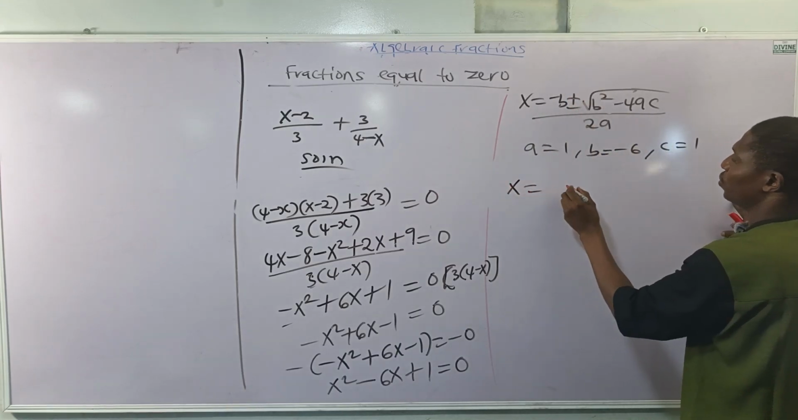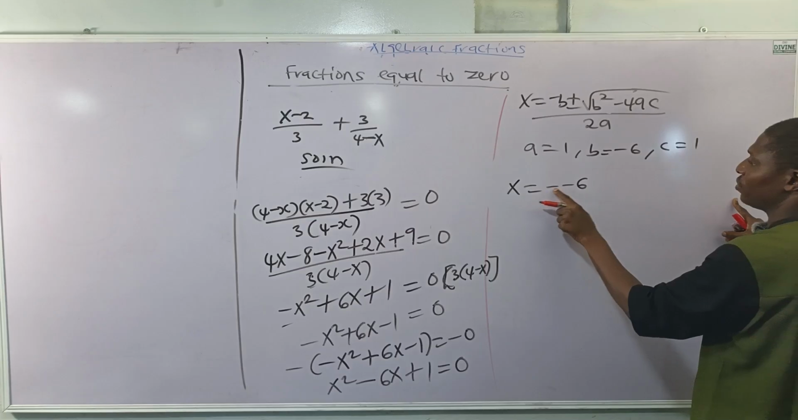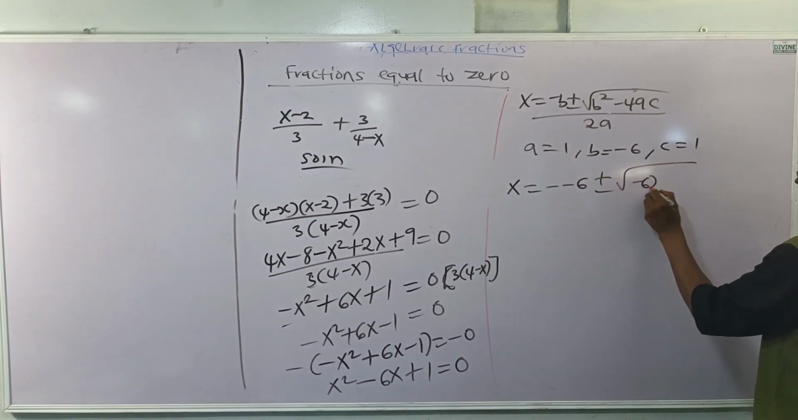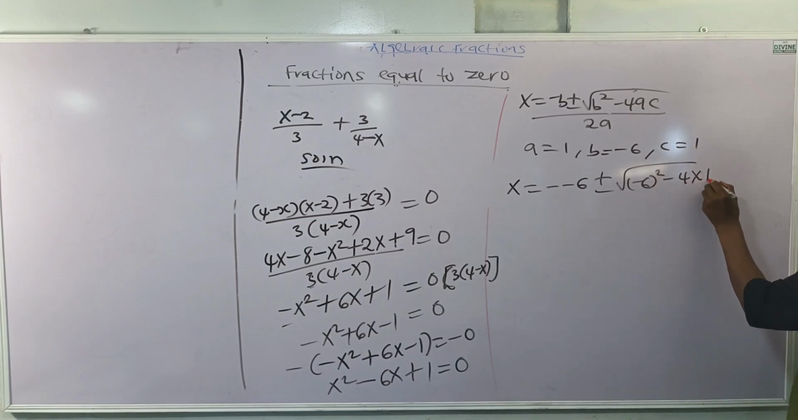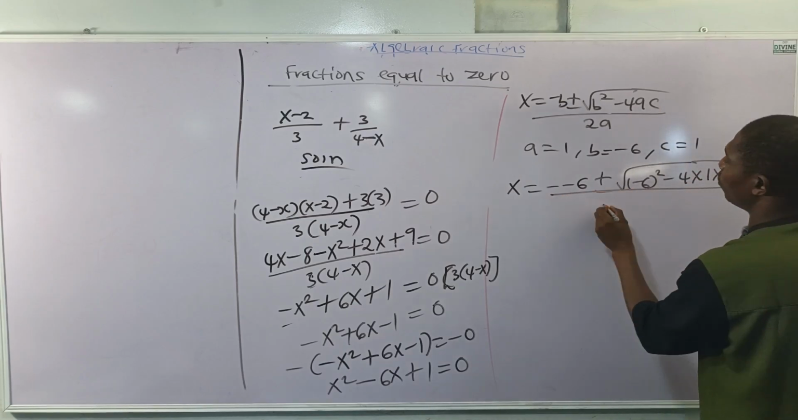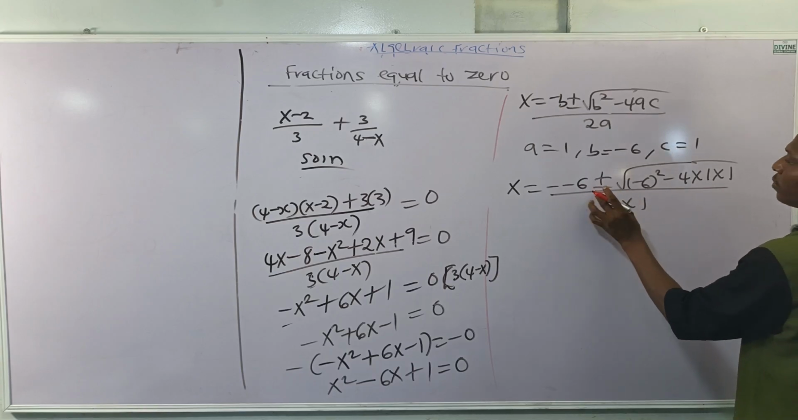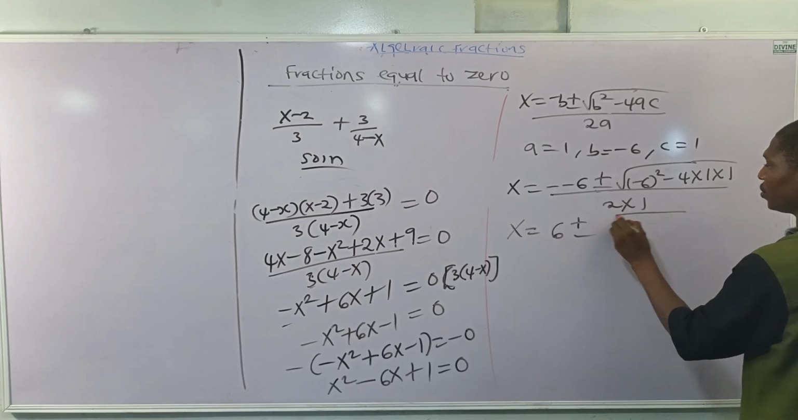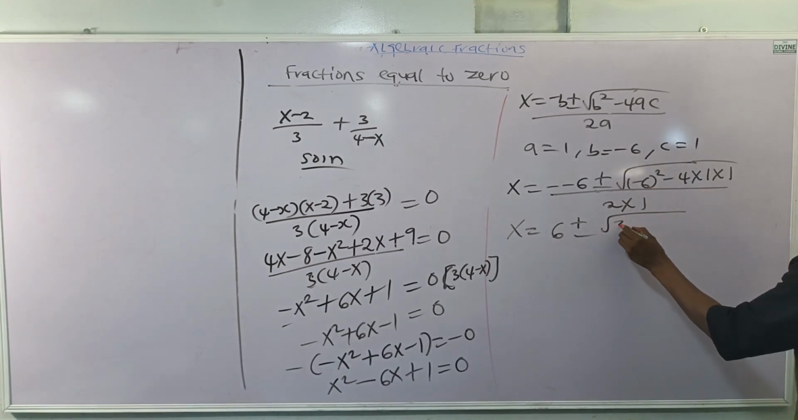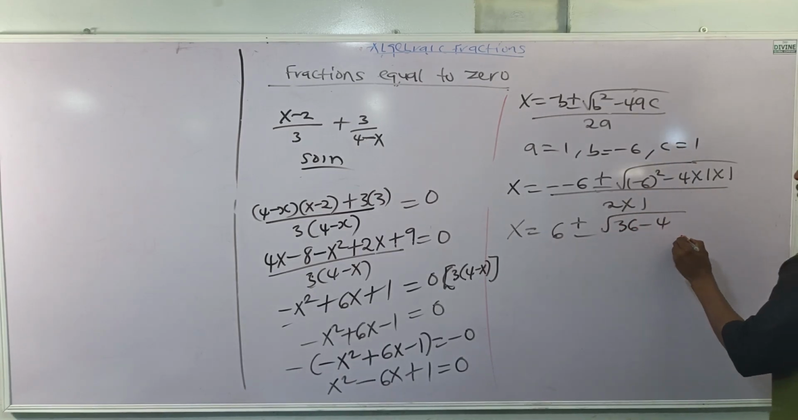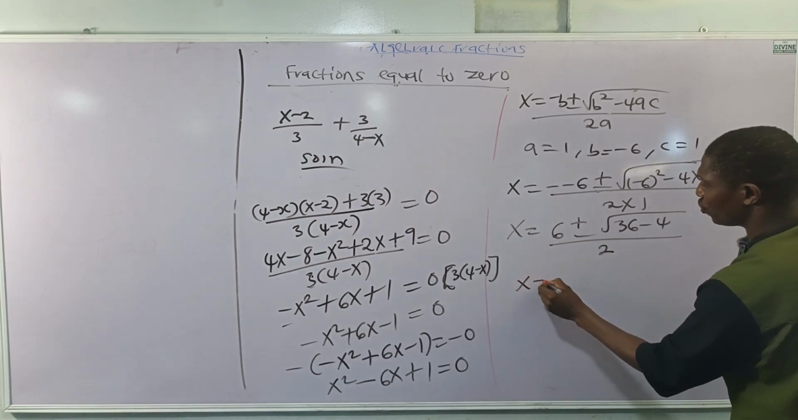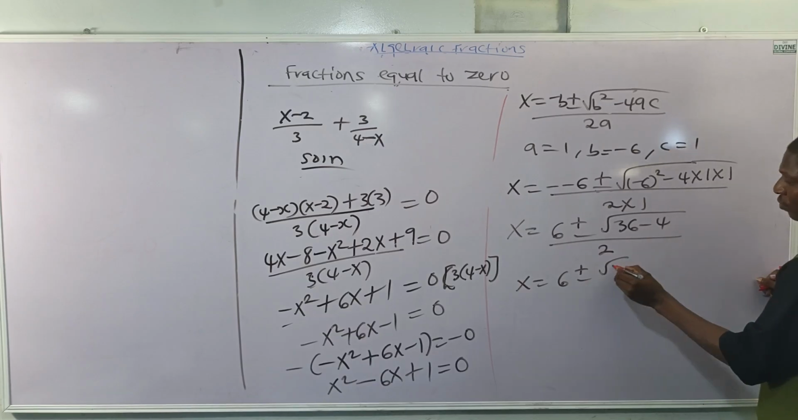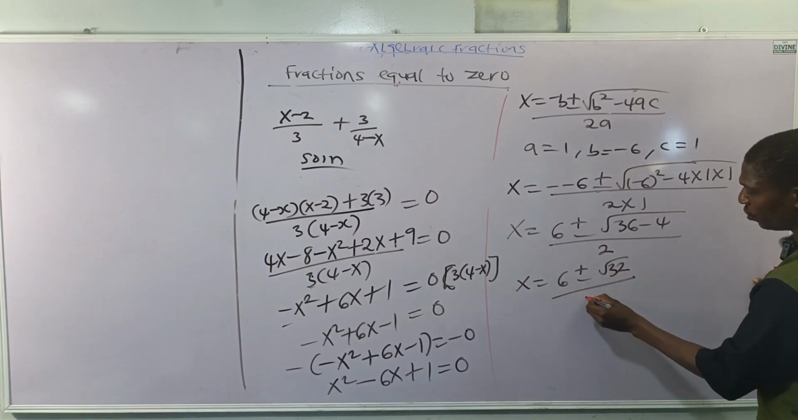I'll have x equals minus minus 6, because it was the first minus and the minus 6 for b. I have plus minus square root of minus 6 squared minus 4 times 1 times 1, all over 2 times 1. So x equals minus minus is plus, so I have 6 plus minus. Minus 6 times minus 6 will give you 36, minus 4, all over 2. And x will be equal to 6 plus minus square root of 36 minus 4, which will give me 32, all over 2.